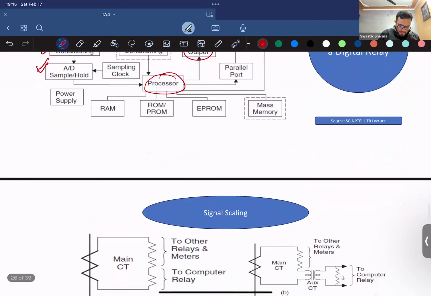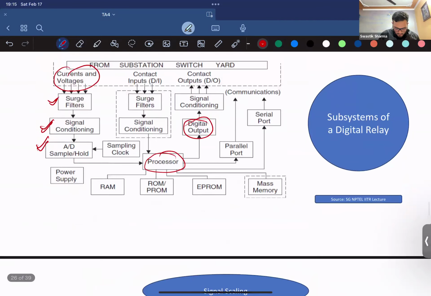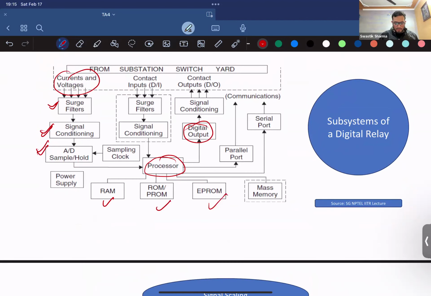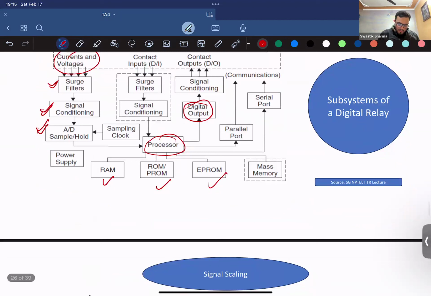And they have three main memories: one RAM, one ROM, and one EPROM. RAM is random access memory, ROM is read-only memory, and EPROM is erasable programmable read-only memory, right? All of these have different functions. RAM is used to store data for a particular time instant only, while ROM is used for data storage for a longer time. And EPROM holds the program where commands will be issued for your system.